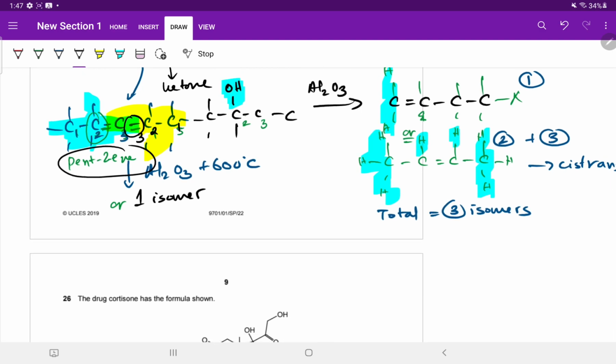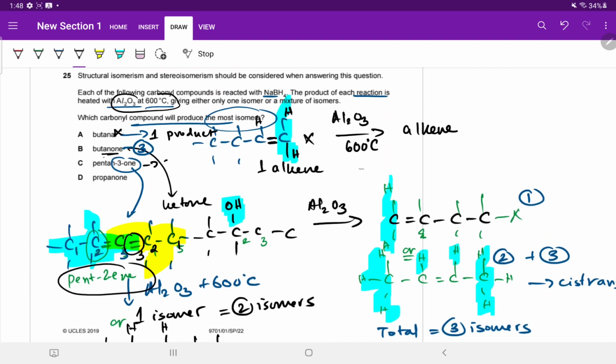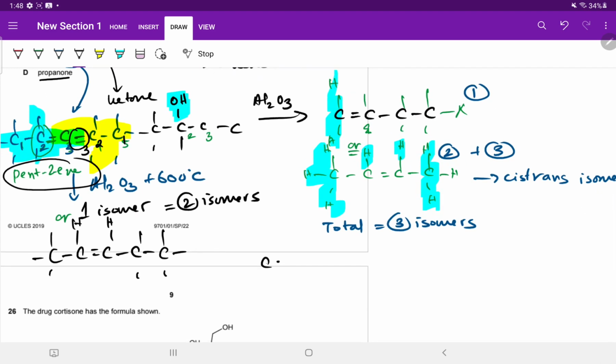Also, if we take a look at pent-2-ene, which is basically this compound, this will show cis-trans isomerism because this has a carbon bonded with 2 hydrogens and 1 methyl group and 1 ethyl group. So it will show cis-trans isomers, but in total we just get 2 isomers over here, which is obviously less than our butanone. So 2 isomers. The last one we have is propanone, which is a 3 carbon aldehyde.